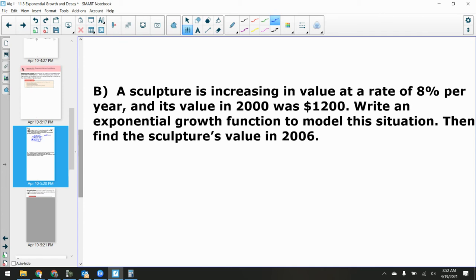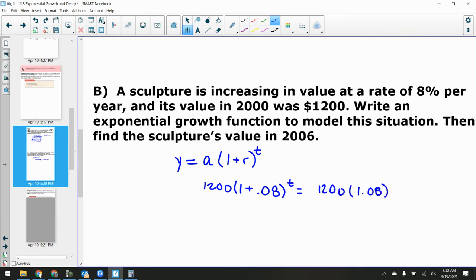All right, so the original value, remember the function is y equals a times (1 plus r) to the t power. Well, that means my value is $1,200 times 1 plus what? 0.08. Don't say 0.8, 0.08. Sometimes I say 1 plus 0.08 to the t, but honestly, isn't that just 1,200 times 1.08 to the t power?